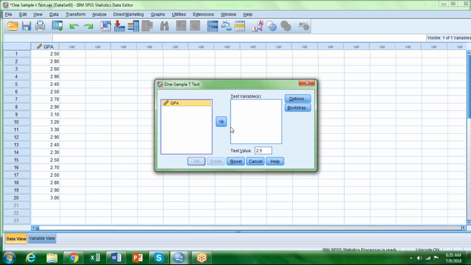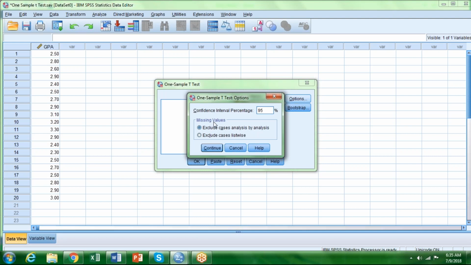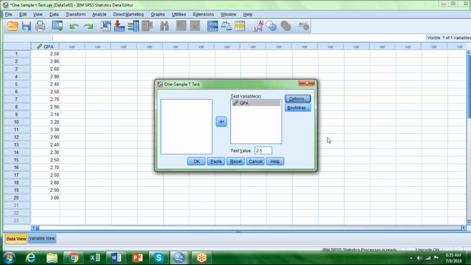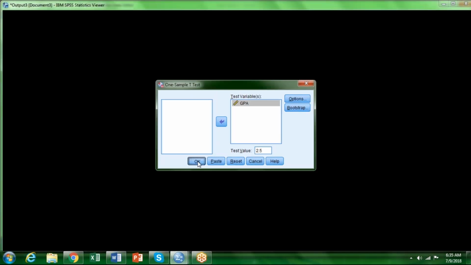And so you want to move GPA to the right-hand side because that says test variable, and that's what we're going to put there. We know that the county GPA was 2.5, and so we're going to put that in the test value. Then we're going to look at options, and options is going to be 95% because that's what we're looking for. 0.05 level of significance or 95% confidence interval. So we're going to say continue on that. And then we're going to say okay.